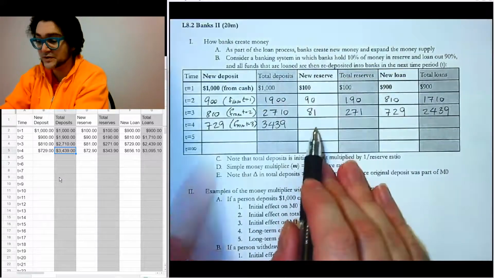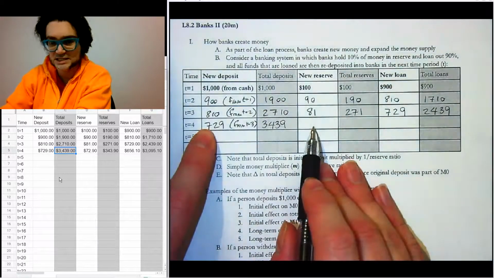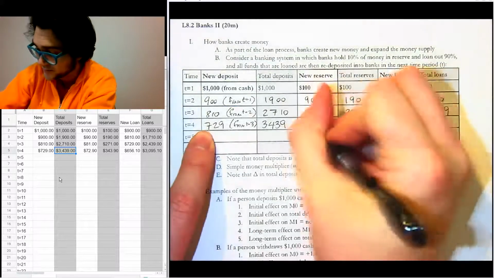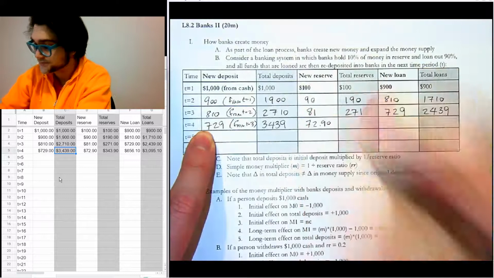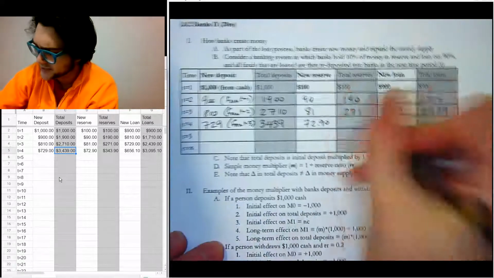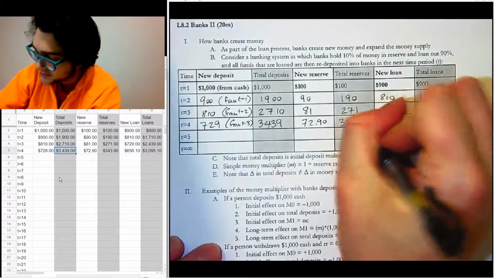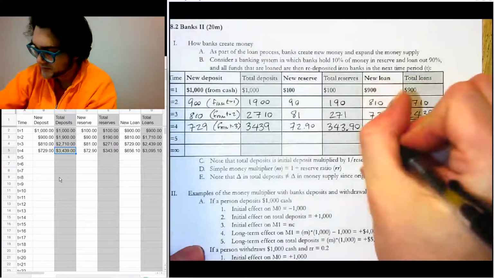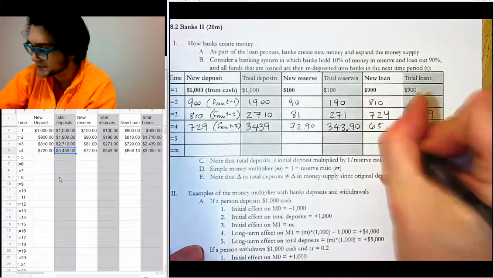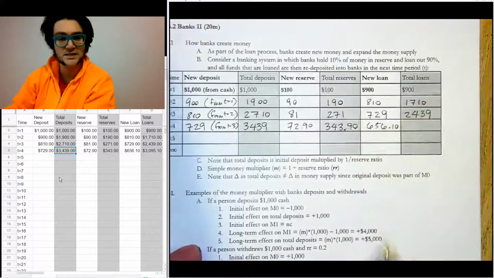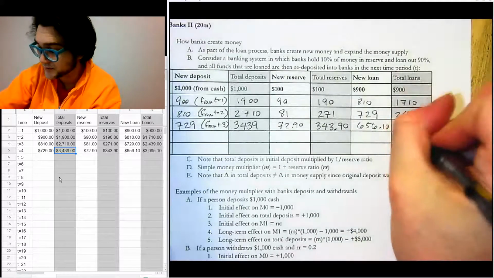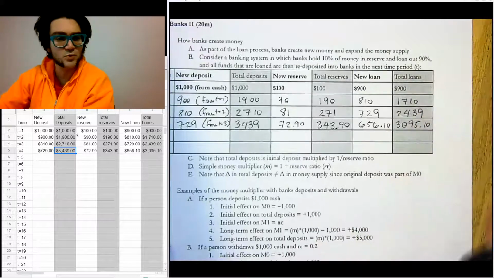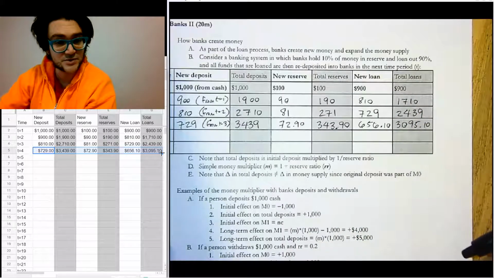3439. And we know that they have to keep $72.90 of this amount, 10% of this, in reserve, right? So 72.90. And that means there's, what is that, $343.90. And then the leftover amount that we can loan out is $656.10. So that means the total amount that we've loaned out now is 3,095.10. We'll do this one more time to start to see the pattern emerge here.